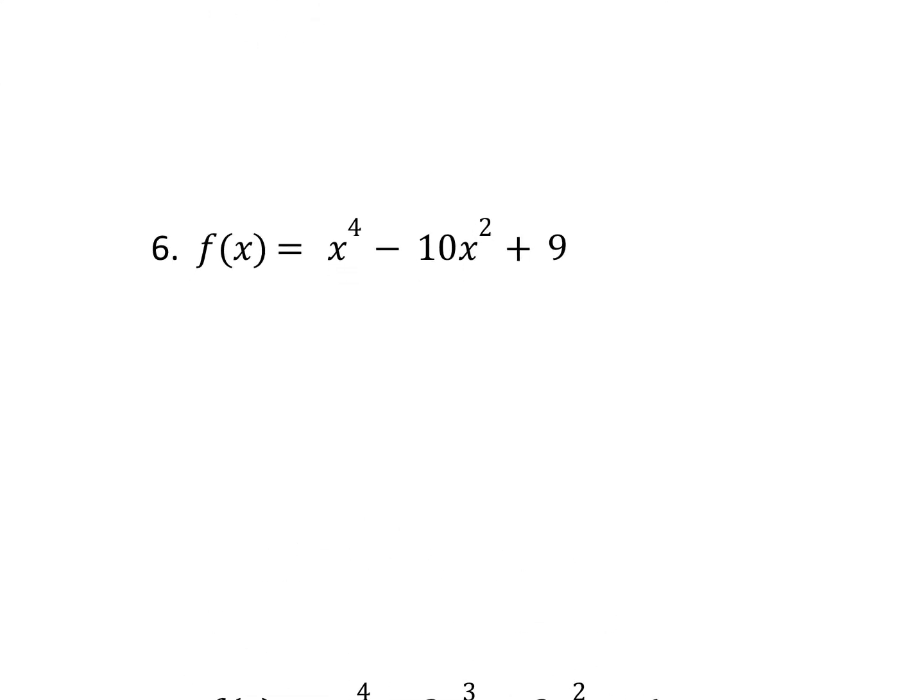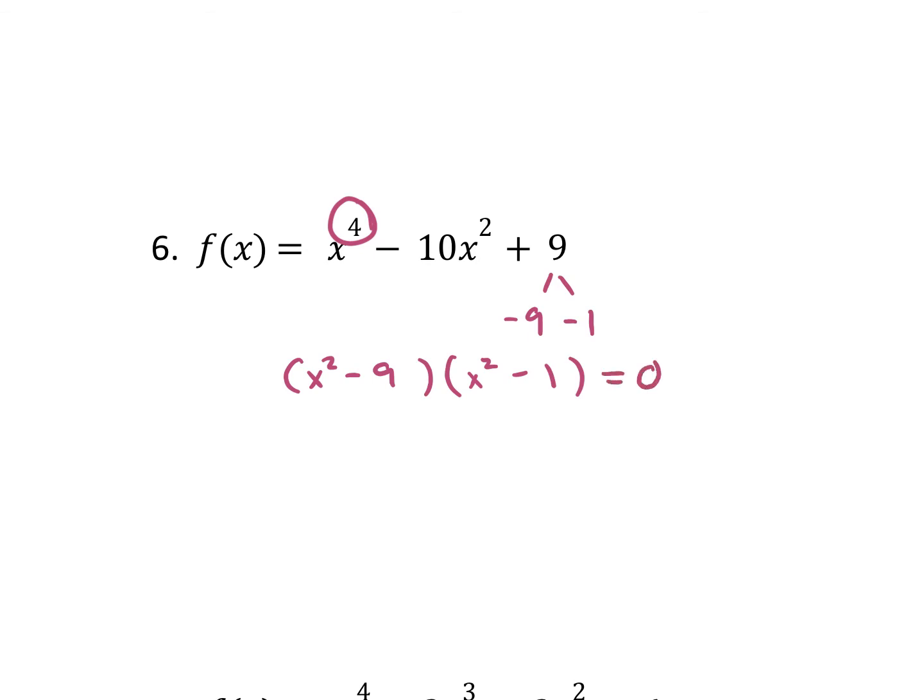All right, so number 6. What factors of 9 add to negative 10? Negative 9, negative 1. So how would I write that here? x squared minus 9 and x squared minus 1. So notice how I split it up into x squared and x squared because I started with x to the 4th.